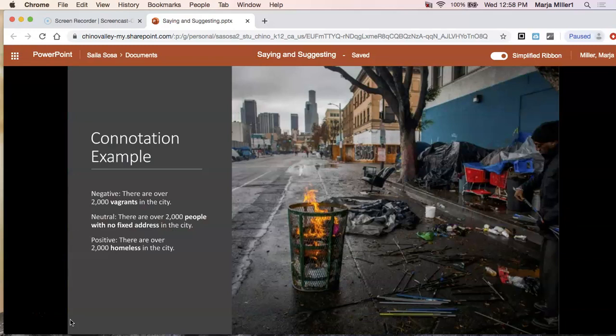Here's an example of connotation. The word vagrant in the first example is negative because it has a negative attitude attached to it. Neutral is people with no fixed address, because that doesn't really have any emotional impact. You're just kind of straight in the facts. And positive would be homeless, because home is better than like a house.